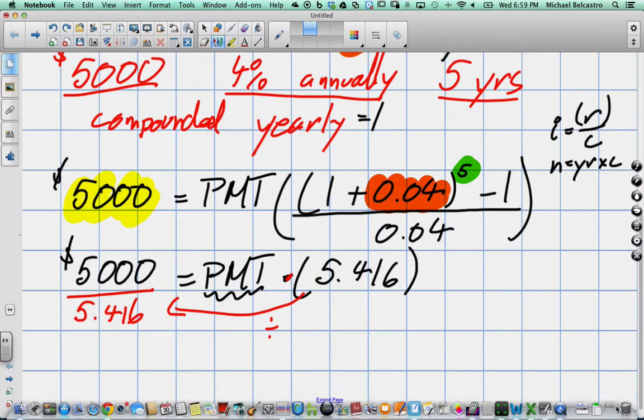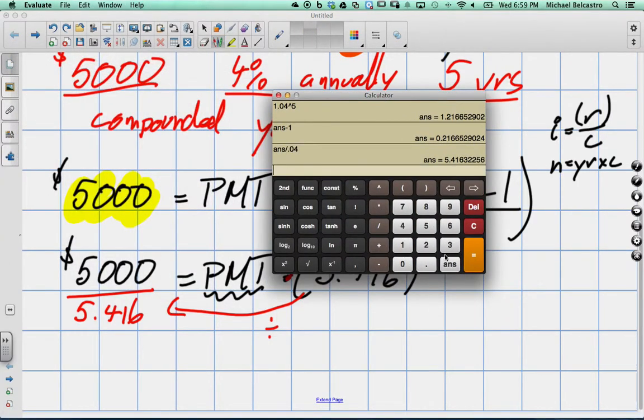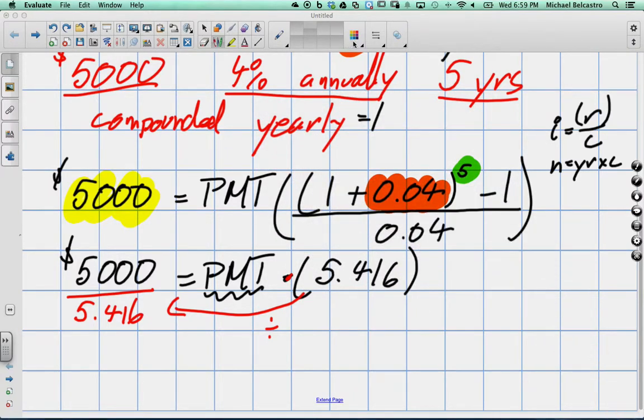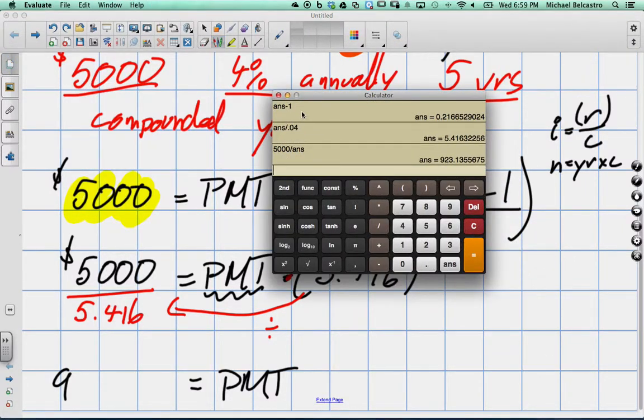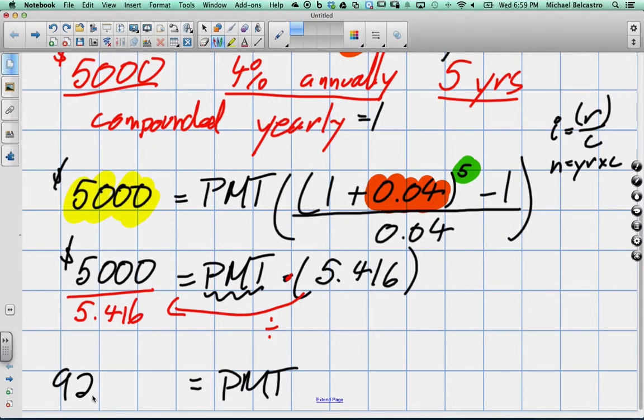So I take out my calculator, and luckily my calculator saves answers, so I can go 5,000 divided by my answer from above. So it's going to be very accurate because it took every decimal. It is equal to $923.14, so $923 and 14 cents.